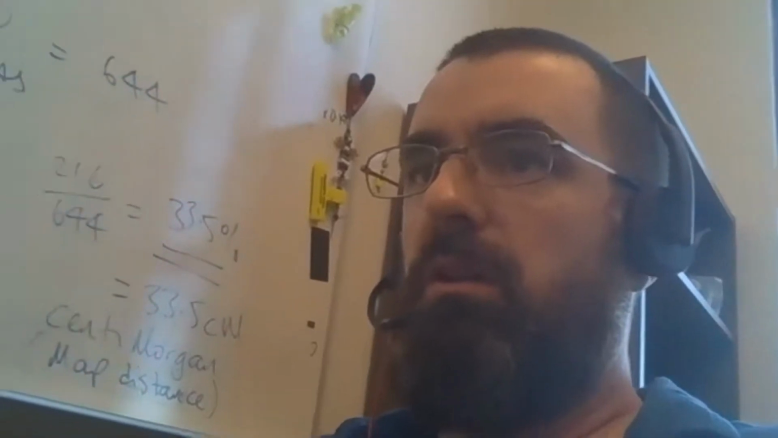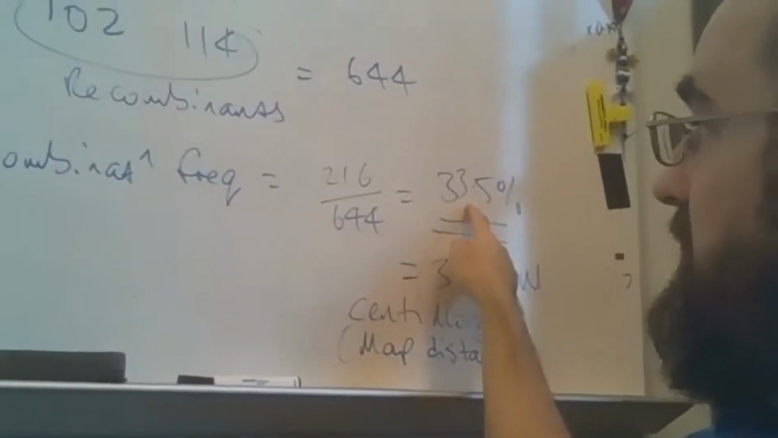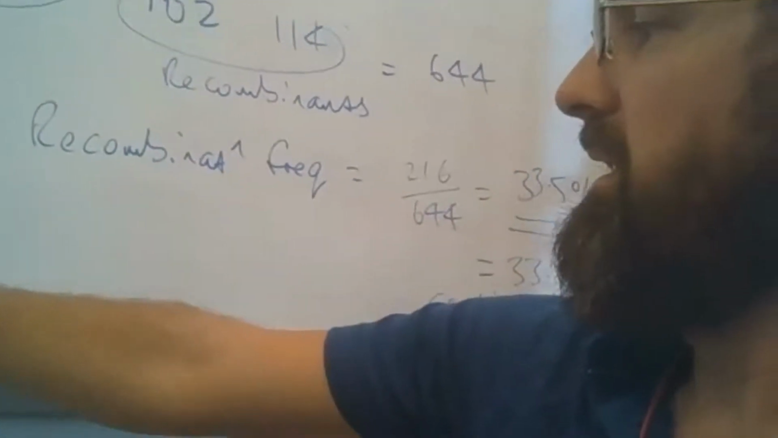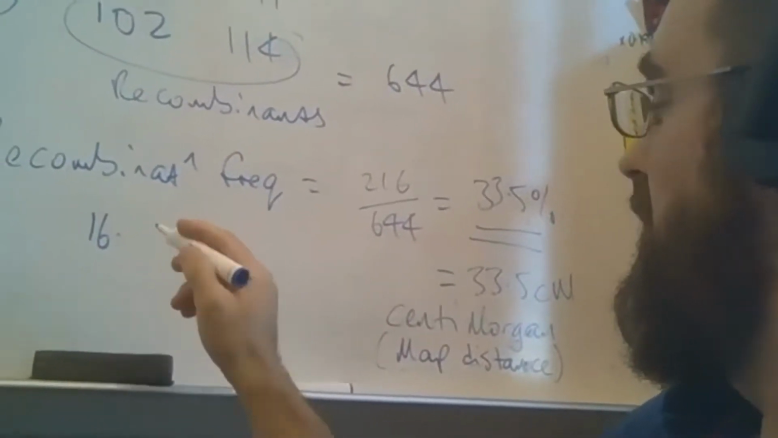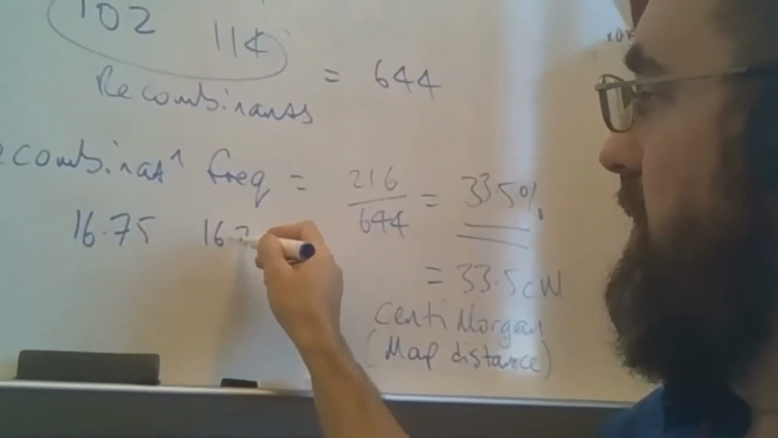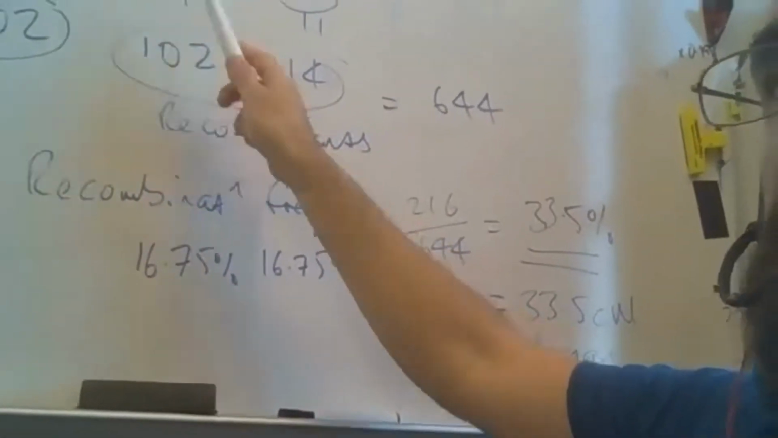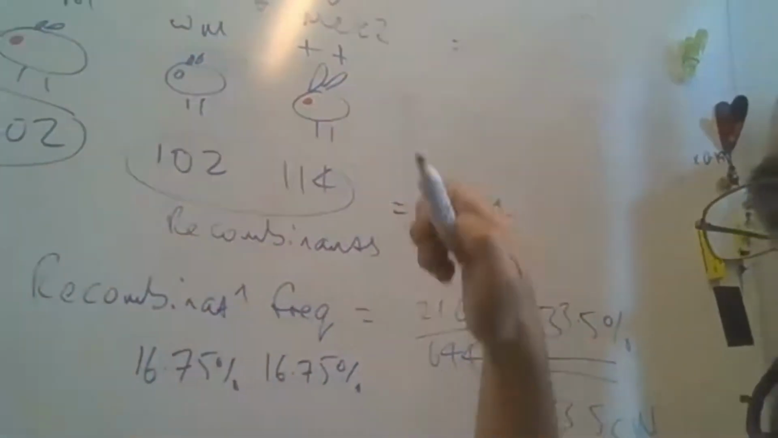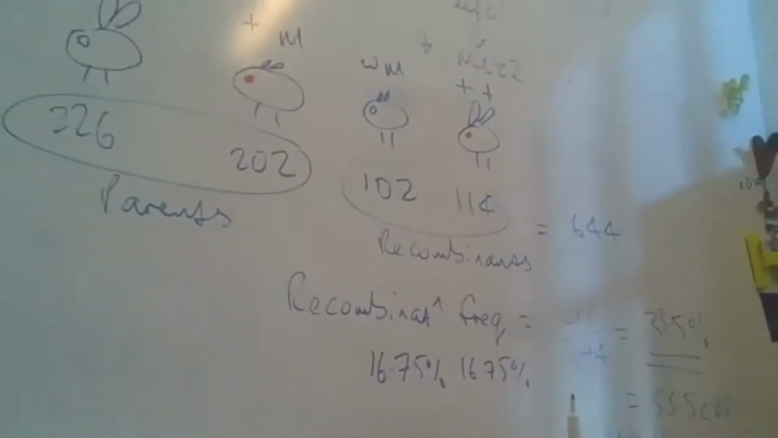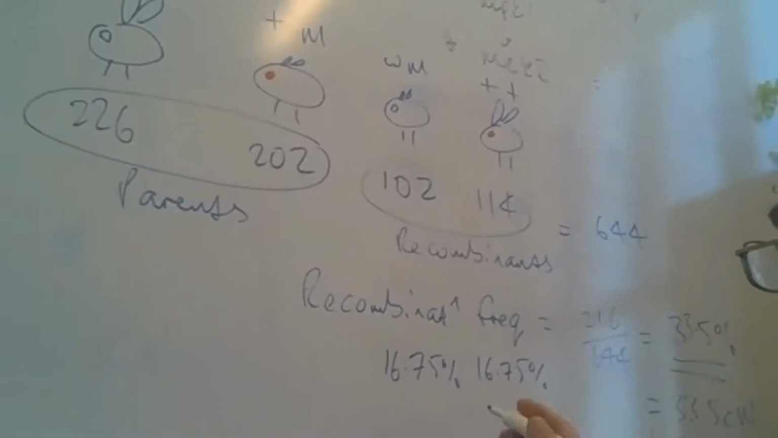Oh, and actually, just before I do that. And so what this is telling you is that you're going to have, what's that divide up into? 16.75% of the gametes are going to be this. 16.75% of the gametes are going to have this allele configuration, and the rest is, oh, I have to do math in my head. What's that? 32.25.